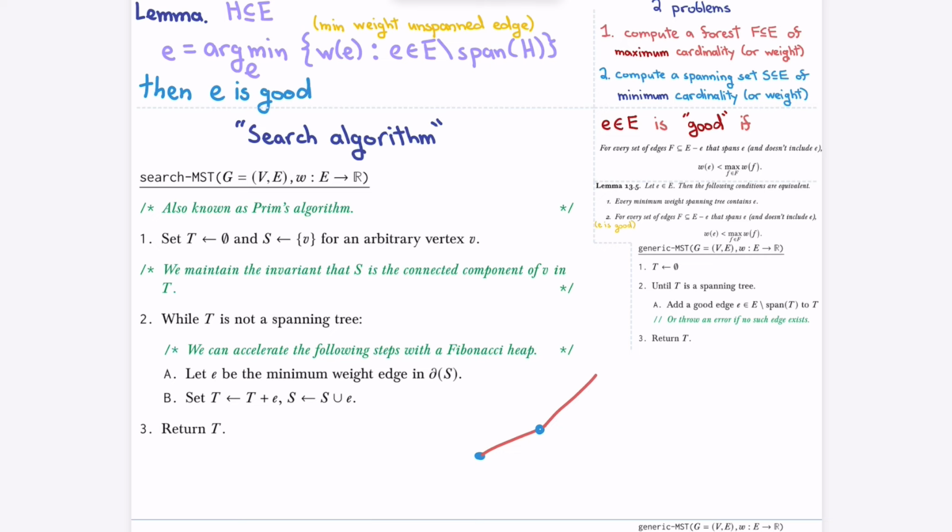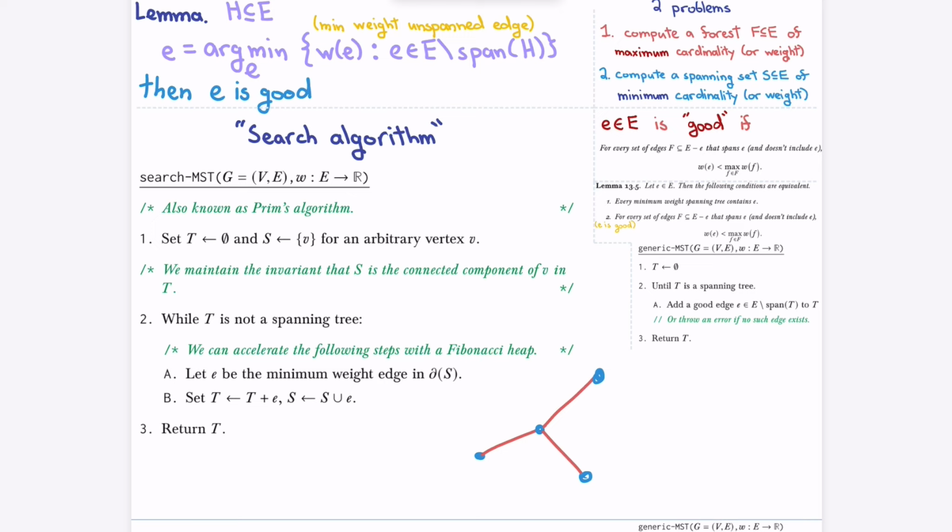So something like this. Now you've added three vertices to your component. Now you want to find the next minimum weight edge connected to that component in particular. Maybe it goes like this. And so you're growing a component out until it gobbles up the whole graph.